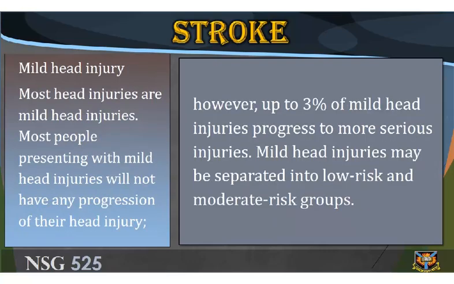Mild head injuries. Most head injuries are mild head injuries. Most people presenting with mild head injuries will not have any progression of their head injury. However, up to 3% of mild head injuries progress to more serious injuries. Mild head injuries may be separated into low risk and moderate risk groups. Patients with mild to moderate headache, dizziness, and nausea are considered to have low risk injuries. Many of these patients require only minimal observation after they are assessed carefully, and many do not require radiographic evaluation. These patients may be discharged if a reliable individual can monitor them.